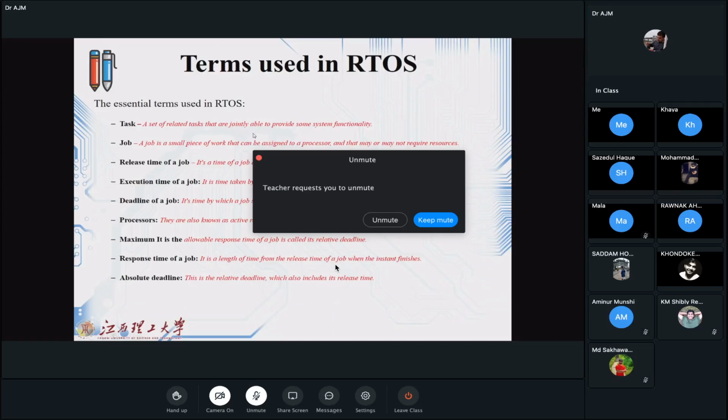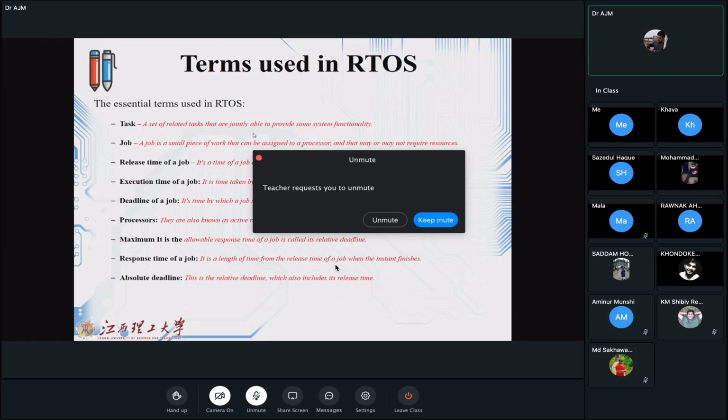In an RTOS, we have some terms. A task is a set of related jobs that are jointly able to provide some system functionality. A job is a small piece of work that can be assigned to the processor and that may or may not require resources. The release time of a job is the time at which the job becomes ready for execution. Execution time is the time taken by the job to finish its execution. The deadline of the job is the time by which a job should finish its execution.